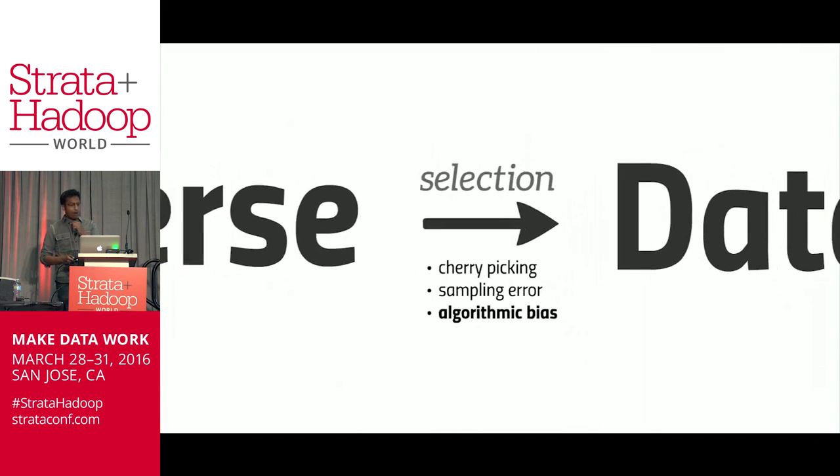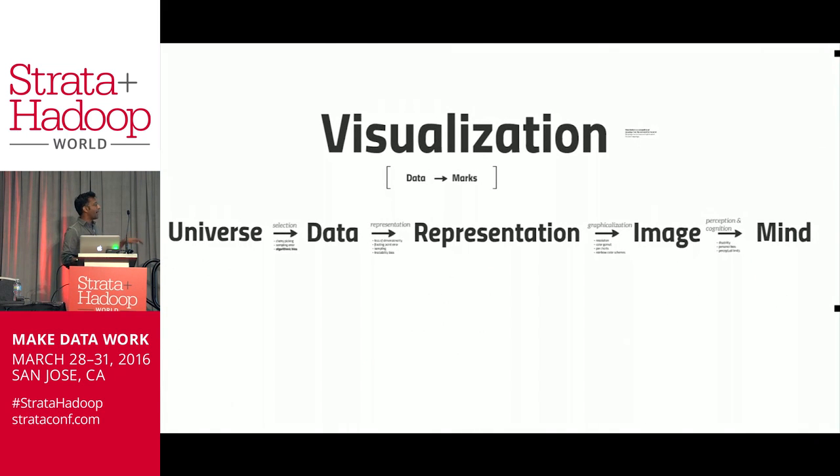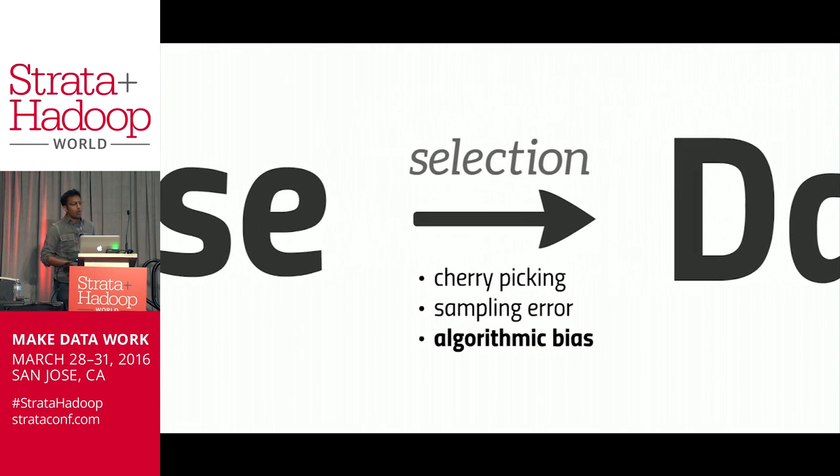Okay? So I want to talk about each of the mappings in detail and talk about the types of bias that can enter at each point. So at selection, how many people are familiar with cherry picking? Right? So cherry picking, sampling error, algorithmic bias. We're going to talk a lot about algorithmic bias. That's kind of the hidden theme of this talk, so we'll come back to this. Okay, so when we move from the universe to data, who made that decision? This is editorial, this is curatorial. And sometimes the most interesting data is the data that you never get to see. And it is never even in the data set because somebody decided that you don't need to see that.